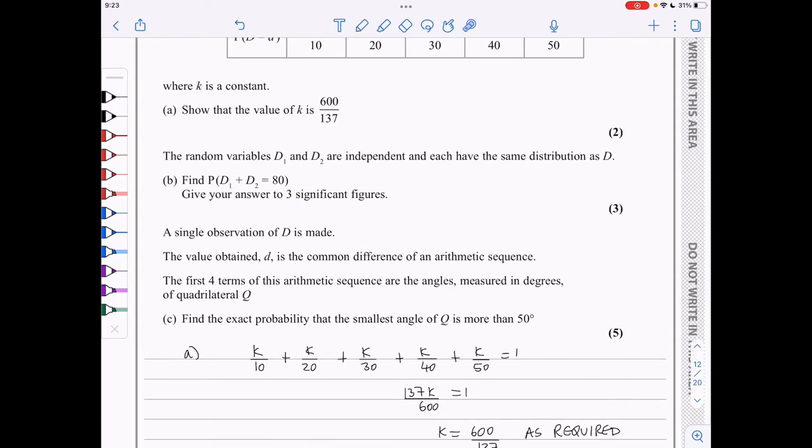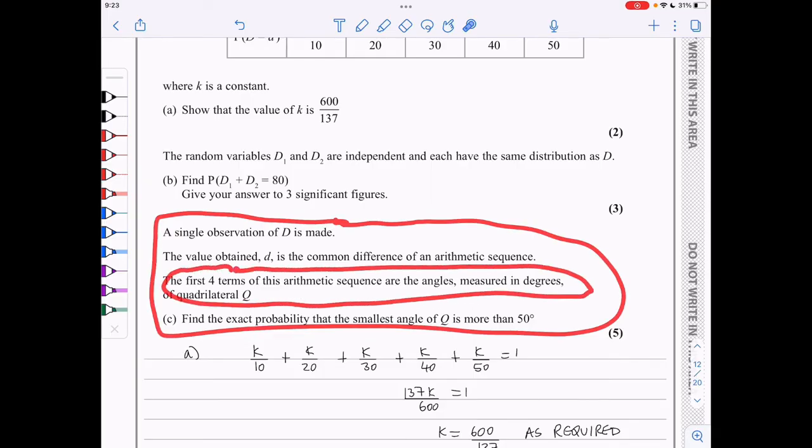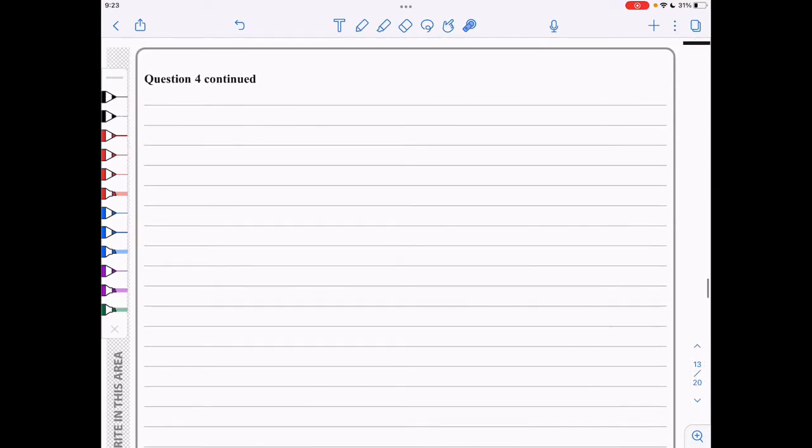Now we've got a single observation of D made. The value is the common difference of an arithmetic sequence for which the first 4 terms are the angles in degrees of quadrilateral Q. And we need to find the exact probability that the smallest angle of Q is more than 50. So let me start with the basics here.